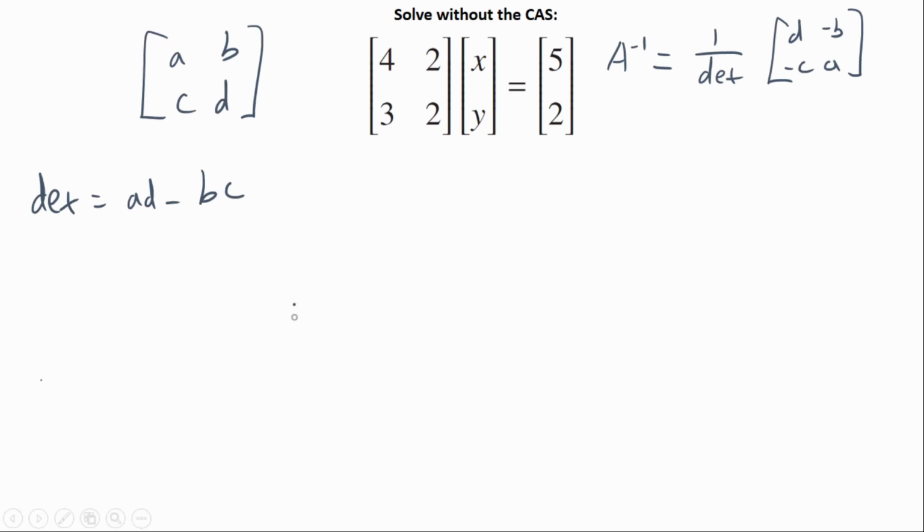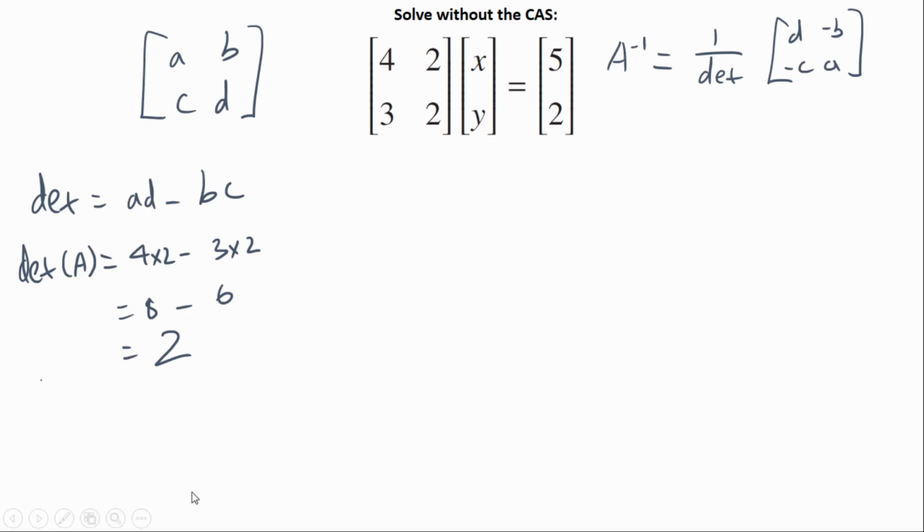Alright, so for this matrix up here, that one there, we call that matrix A, so we'll stick with that. The determinant would be 4 times 2 minus 3 times 2. So that gives me 8 minus 6, which is 2. So my determinant there is 2.